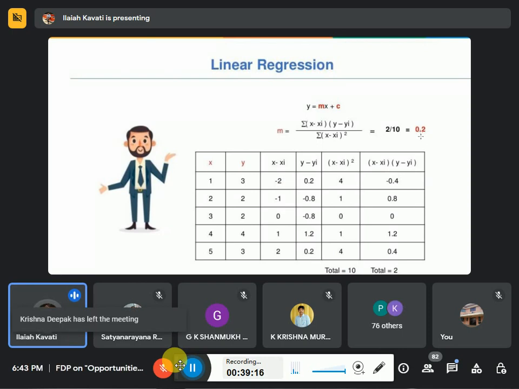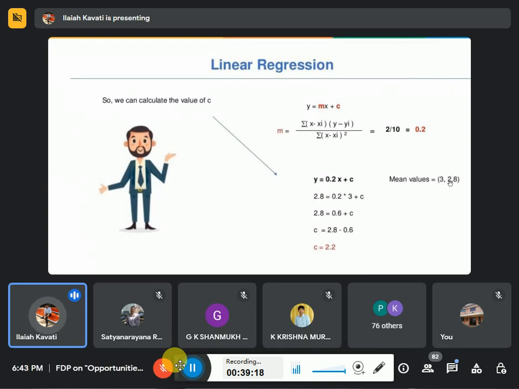M is 0.2, and the mean y value is 2.8 and mean x value is 3. Just substitute: mean y is 2.8, slope value is 0.2, and mean x value is 3. Now the only remaining parameter is c. So 2.8 equals 0.2 into 3, that is 0.6, plus c. So c equals 2.8 minus 0.6, that is 2.2. So this is the c value, the predicted c value.